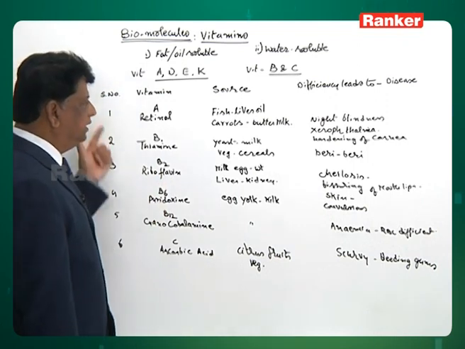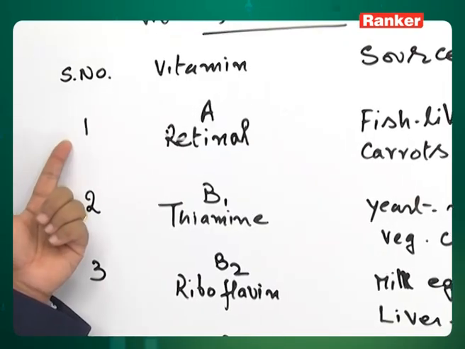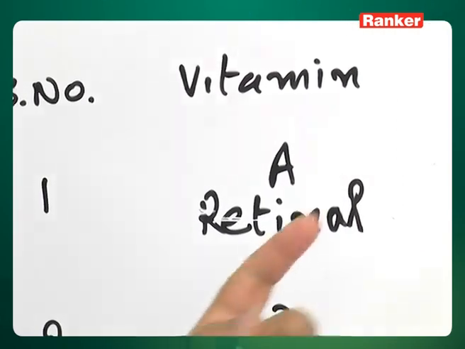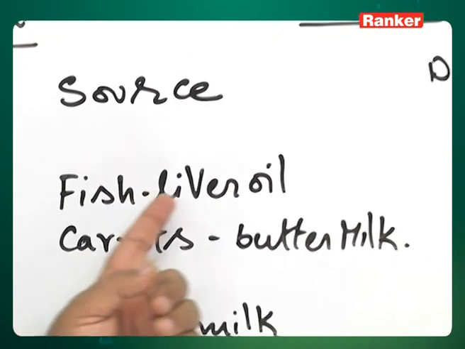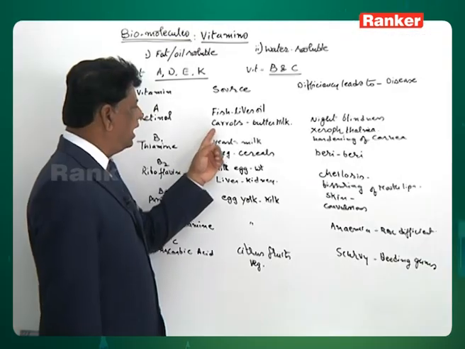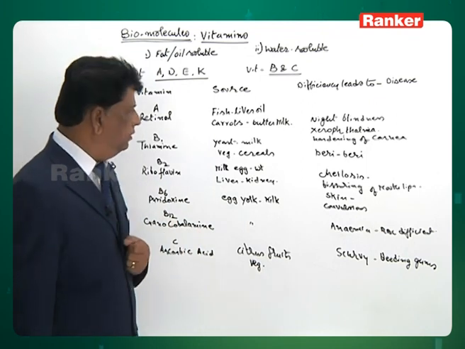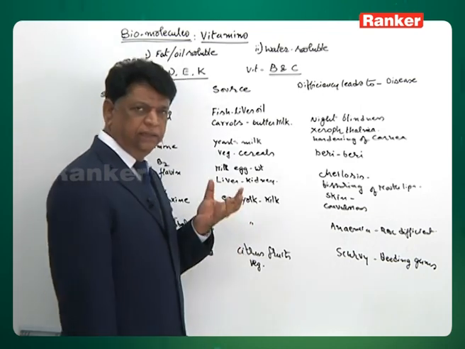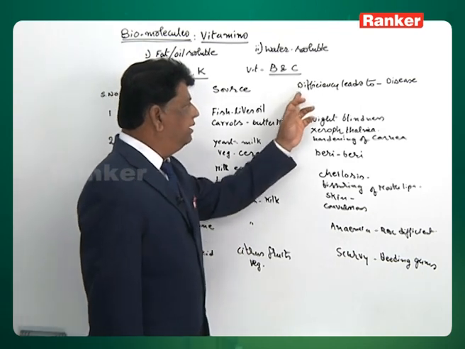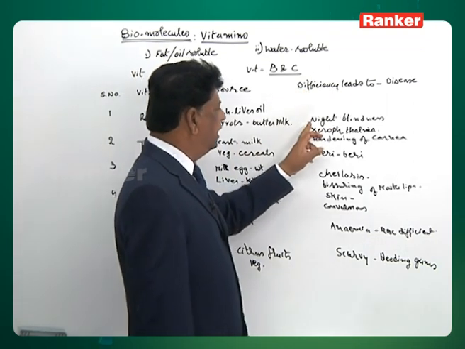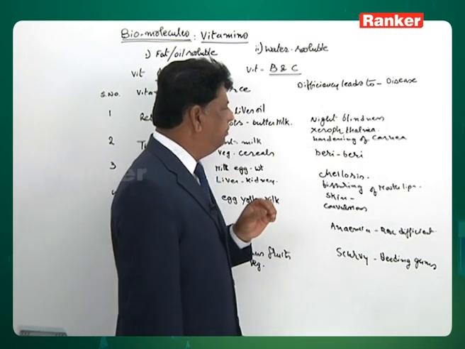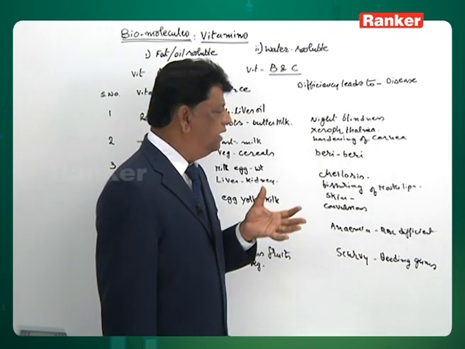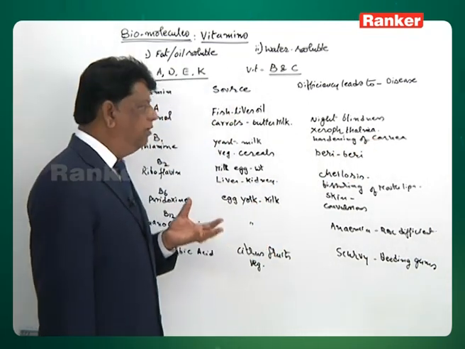So, let us take it in the form of a chart. The first vitamin is vitamin A, known as retinol. The source where we get it is fish liver or cod liver oil. Carrots and buttermilk are the main sources for vitamin A. Fruits like mango and papaya are also rich in vitamin A. The deficiency of vitamin A leads to blindness, specifically night blindness, and xerophthalmia. That means the cornea will become hard and the seeing ability will slowly decrease.